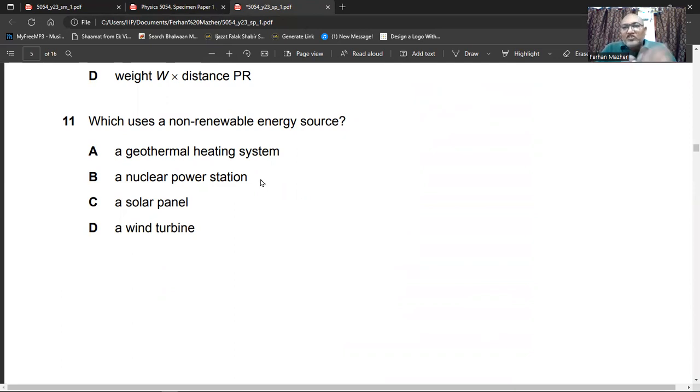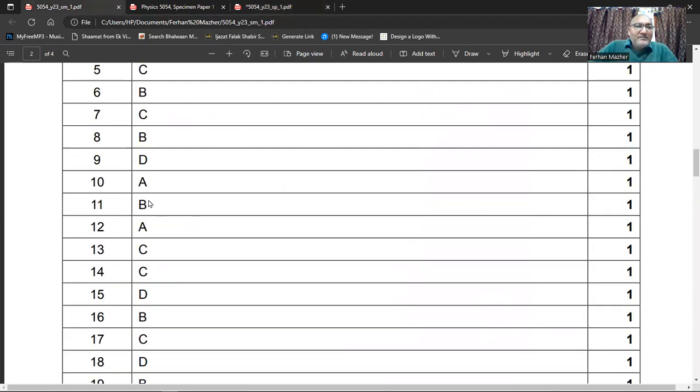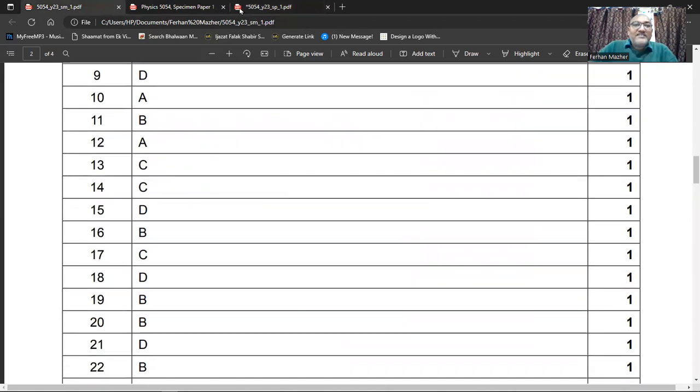A solar panel, solar energy is renewable. Wind turbine, wind is also renewable. So their question was, which is non-renewable? So I think B is the best option, sir. 11, B, our answer is right.